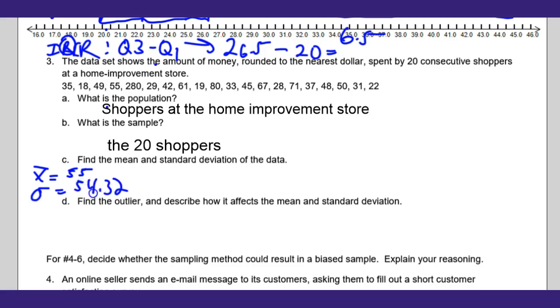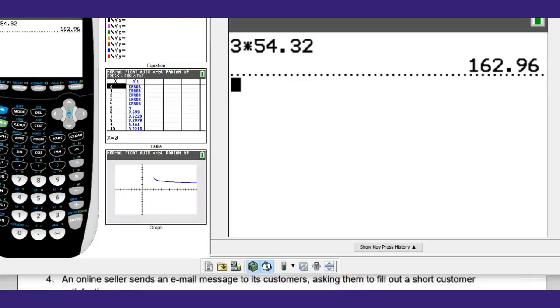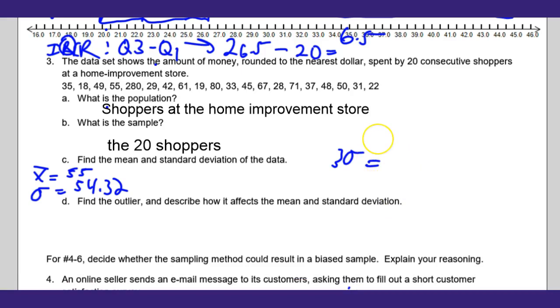All right. Now it says find an outlier and describe how it affects the mean and standard deviation. So first of all, in order to do that, we need to find 3 standard deviations. So to do that, we have 3 times sigma, or 3 times 54.3. And when we do that, you're going to get 162.96. So let me write that in. 162.